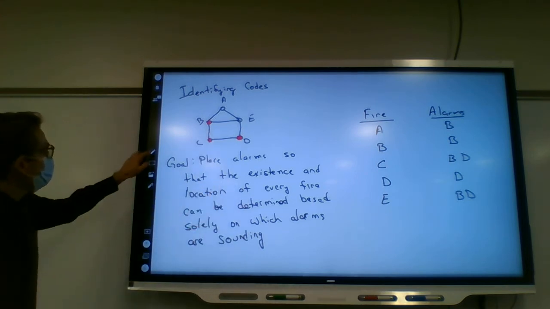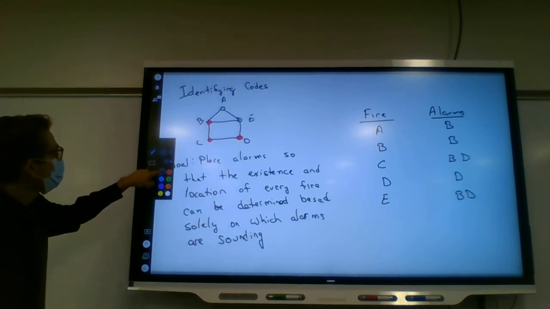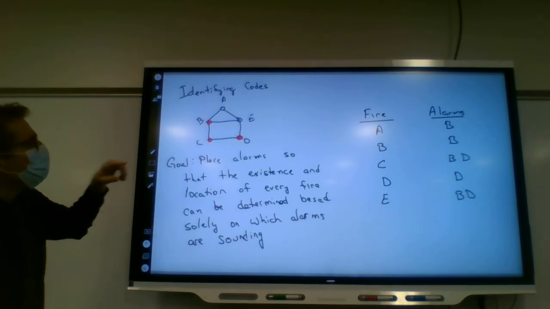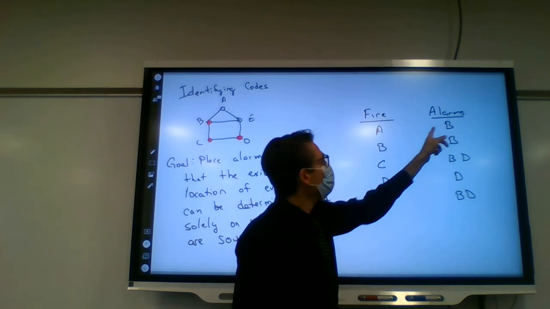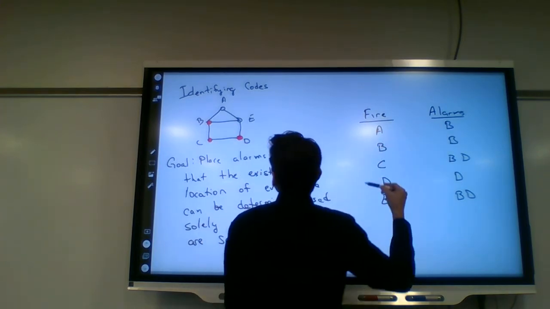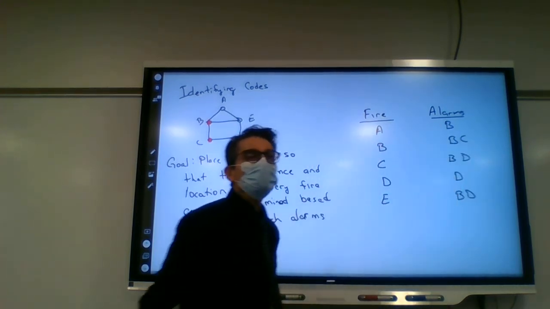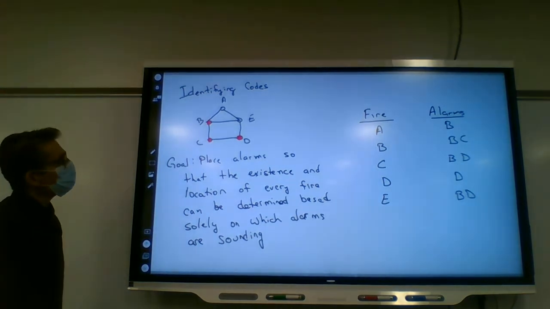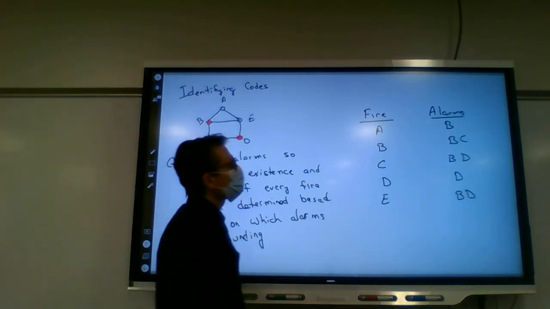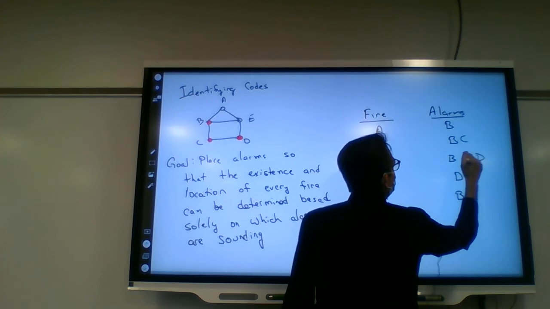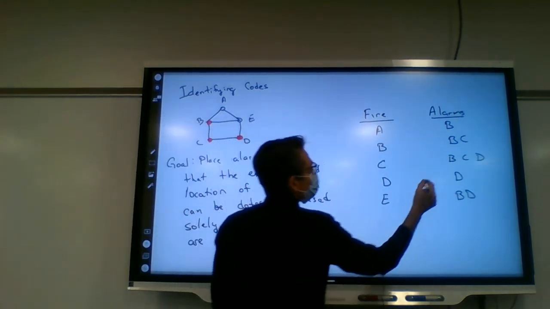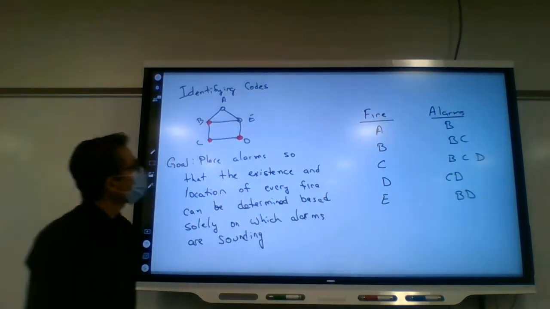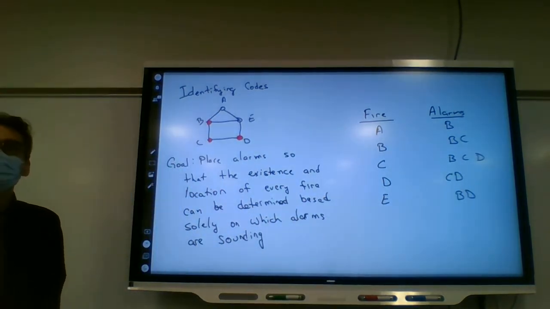All right, so now what happens? If the fire's in A, then it's still just alarm B. What if it's in B? Now B and C go off. What if it's in C? B, C, and D. If it's in D, C and D go off. And what if it's in E? Just B and D.